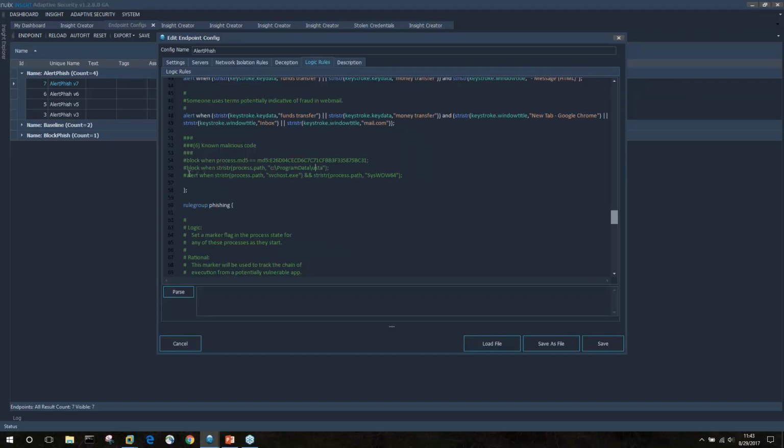And then the last alerting or blocking that I could do is I could say, if it is service host and it is running out of syswow64, either block or alert. Now, at this point, I might not have enough information to know for certain that service host is never going to run legitimately out of syswow64. So I'm going to put this in alert mode and watch it for a while to see if it causes any problems before setting it as an actual block rule.